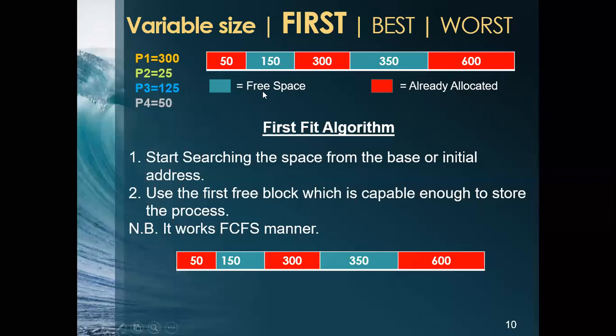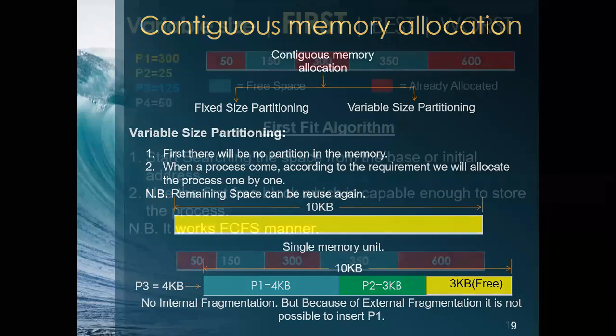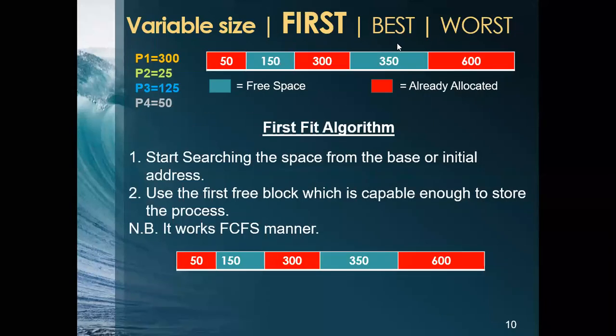In the second part of the lecture, we will see that there are three algorithms for this partitioning. The first two partitioning schemes are the ones we have learned: fixed size partitioning and variable size partitioning. To allocate memory to the processes, they use three algorithms. Those algorithms are named first fit, best fit, and worst fit. Now we will see an example of how these algorithms work.